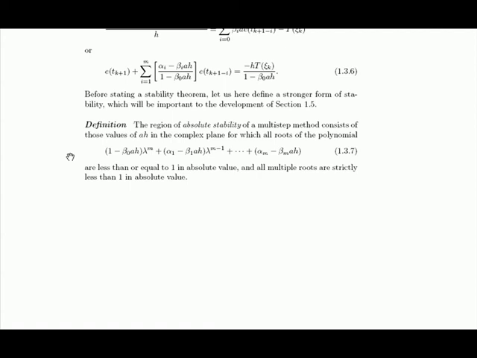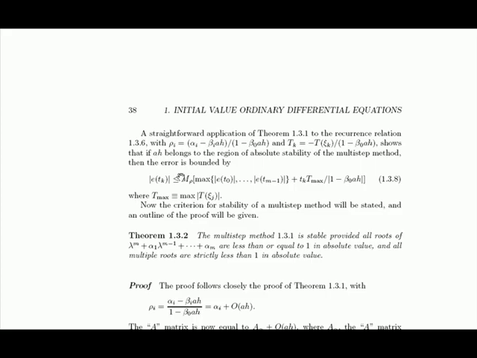A given method would be absolutely stable for some values of H and not absolutely stable for other values of H. We're going to plot the regions of absolute stability for different methods, but if AH, remember A being the coefficient of U on the right-hand side, we're assuming a linear problem still, and H is the step size, then if AH is such that all of the roots of this characteristic polynomial are less than or equal to 1 in absolute value, then the much better error bound holds that does not have the exponential term in it.